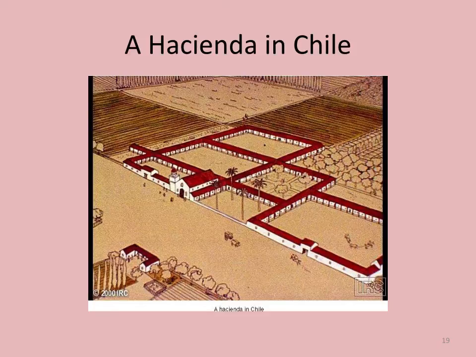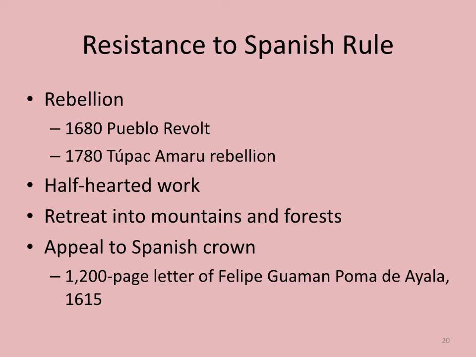Now, the resistance to Spanish rule is going to become pretty intense because the Spanish are incredibly harsh on the natives. We're going to have a rebellion in 1680 called the Pueblo Revolt. We're going to have, in 1780, the Tupac Amaru Rebellion, and they're going to be very sizable rebellions. However, they're going to be put down.